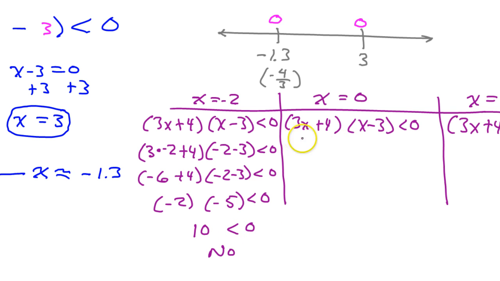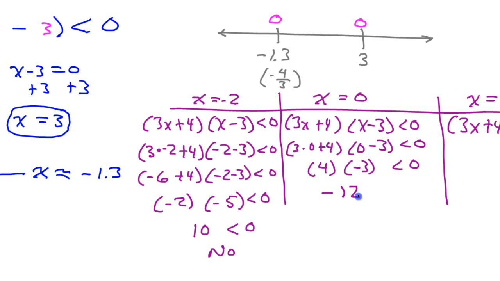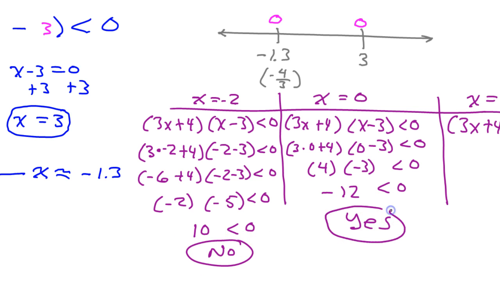What about 0? If I put in 0, I have 3 times 0 plus 4, and 0 minus 3. 3 times 0 is 0, so that's just going to give me 4 times negative 3, and that's negative 12. Is that true? Yes. So we had a no, and then we had a yes. All negative numbers are less than 0.